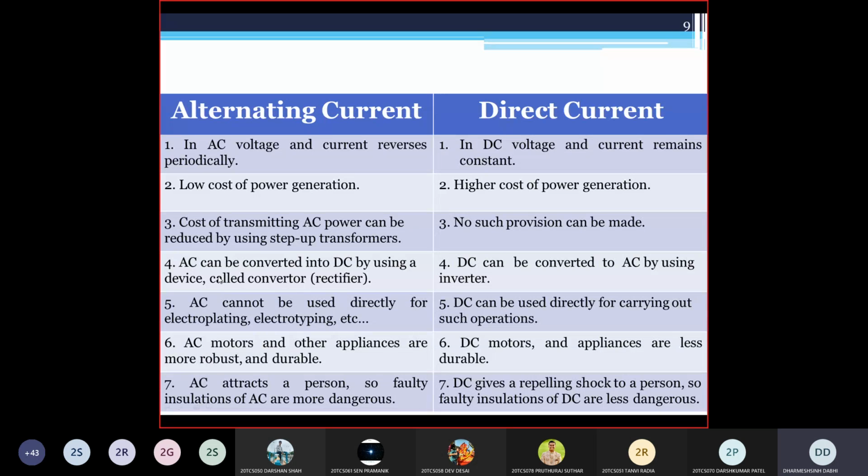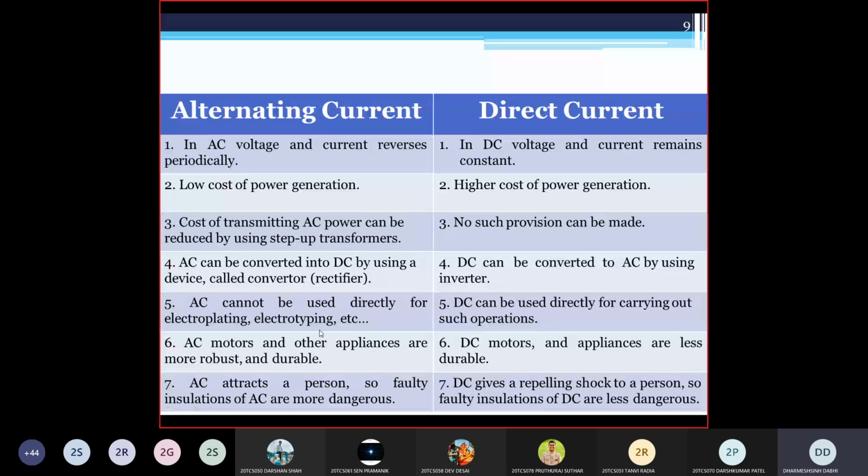DC. Fourth point, you can write AC can be converted into DC by using the converter that we generally call a rectifier. Clear? I think all of you are familiar with this word rectifier. I think all of you have also studied the diode based rectifier, half wave rectifier and full wave rectifier. Clear? So this rectifier converts the AC into DC, whereas DC can be converted into AC, and that converter we call an inverter. Clear? So this fourth comparison point you can write.